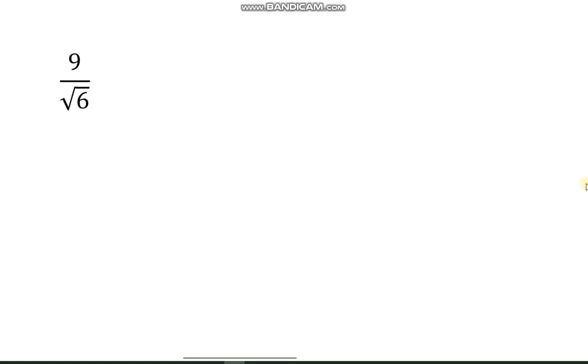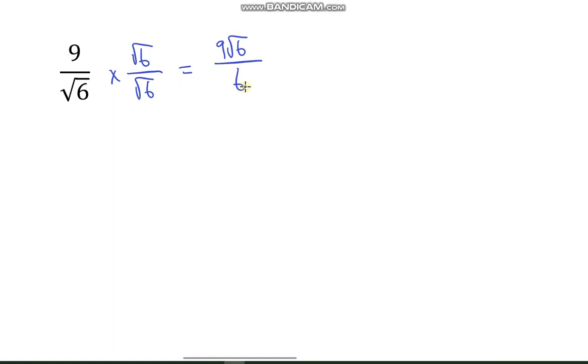Okay. So this one here, 9 over root 6, again, just multiply by root 6 over root 6. In the numerator, 9 times root 6 is just 9 root 6. Root 6 times root 6 is just 6. Now you might be tempted to leave that as your answer. However, I can see that we've got a common factor of 3. 3 goes into this number, 3 also goes into this number here. So if we divide top and bottom by 3, we get 3 root 6, and then 6 divided by 3 is 2. And that is our fully simplified answer.